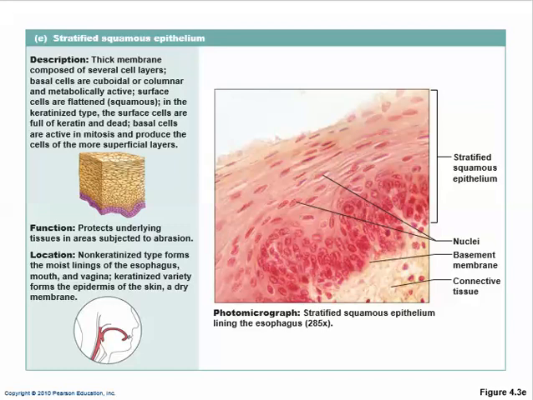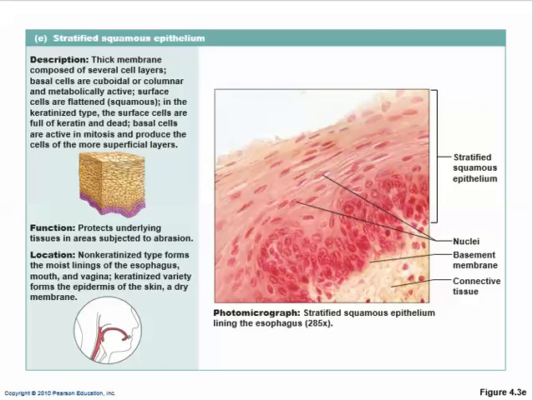That would be the epidermis of your skin. There's non-keratinized versions where it stays soft. So this is the moist linings of your digestive system, your respiratory system, and your reproductive system. So this would be like inside of your mouth, down your throat, the esophagus has this kind.